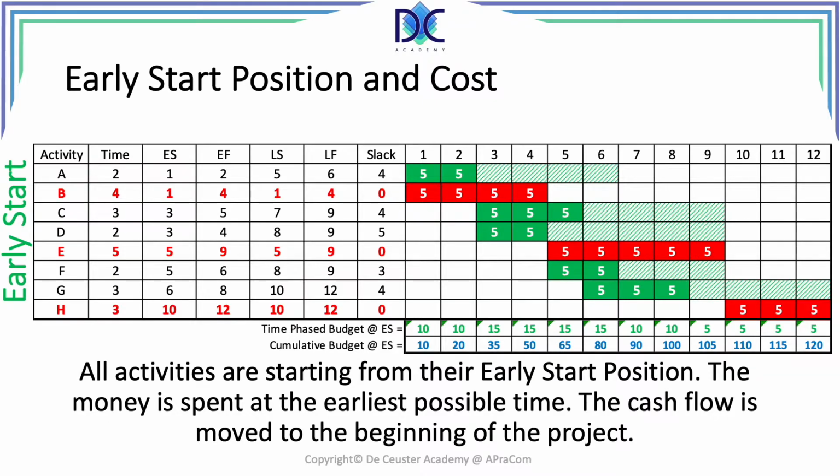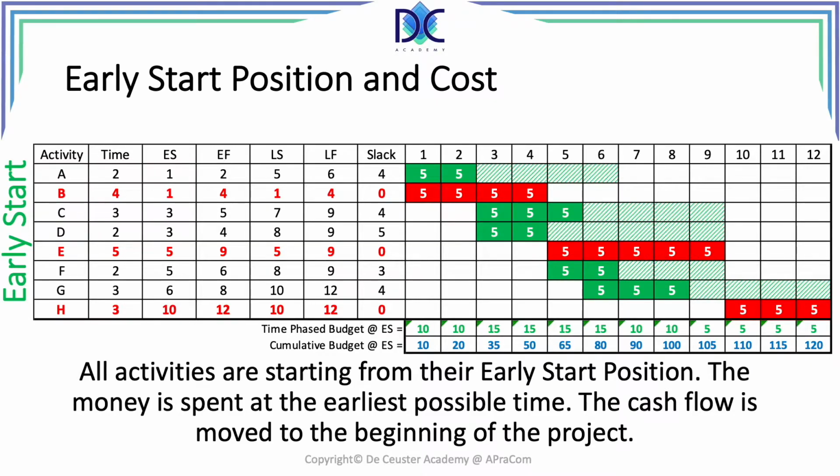Here is the early start position Gantt chart again, but now I added the periodic cost of the activities to it. In order to determine the cost per period, we add all costs of the activities for each period. For example, in period 1, we take the sum of all costs and add them, which gives a total of 10. When we look at period 5, we find a total of 15 and so on. We do this for all periods and we find what is called the time-phased budget, in this case for early start.